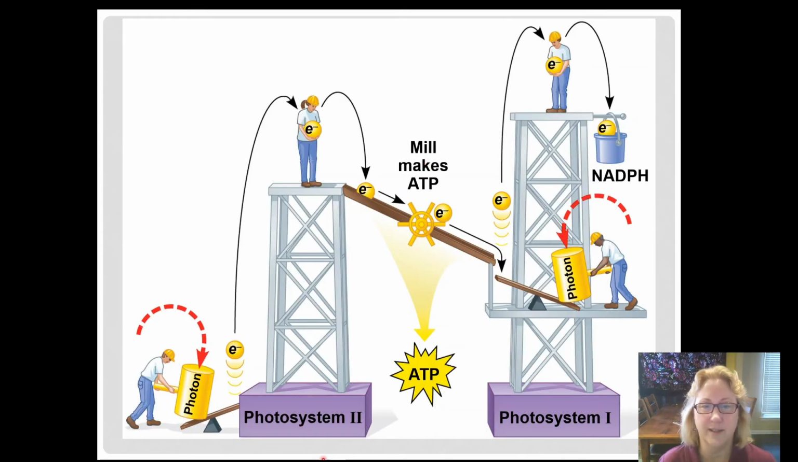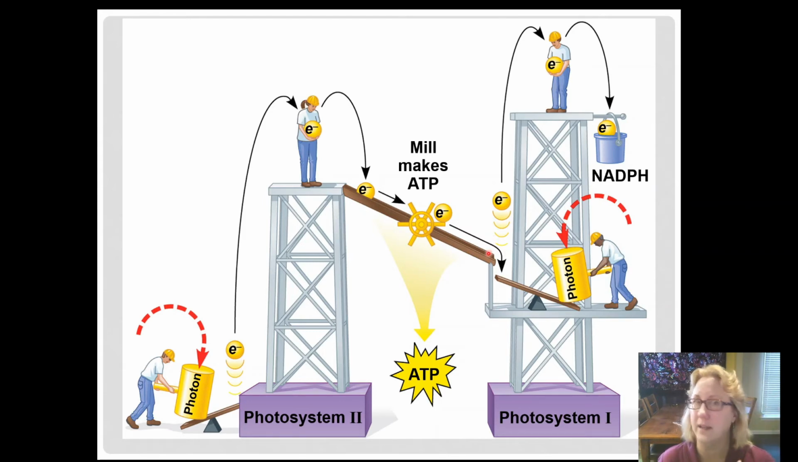And then they are passed on to NADPH. So this is a kind of a little cartoony version showing you what's happening with the energy here. So we have photon energy being used to bounce electrons up to a higher energy level. In Photosystem 2, those electrons go down the electron transport chain. Those electrons are dropping down in energy. That makes ATP.